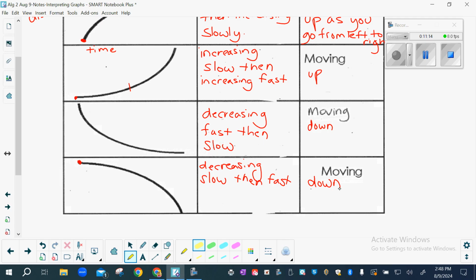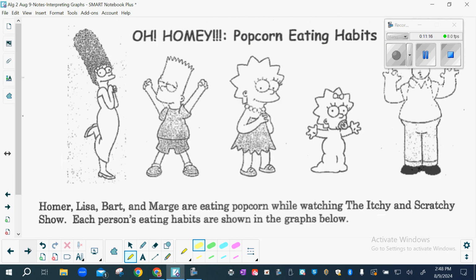Okay, so we'll talk about this for a bit. So this is from The Simpsons. Have they seen The Simpsons before? They've been around for a while. They're still around. Is there anybody who did not get a worksheet? Okay, so these are the characters, and they are watching the Itchy and Scratchy show.